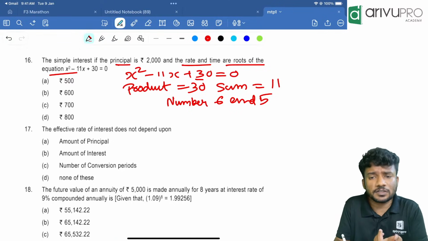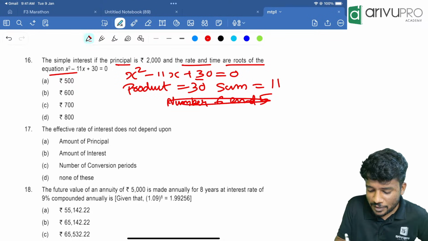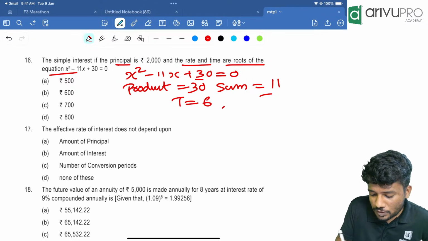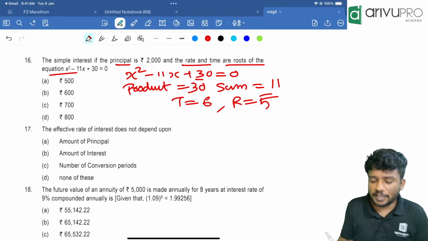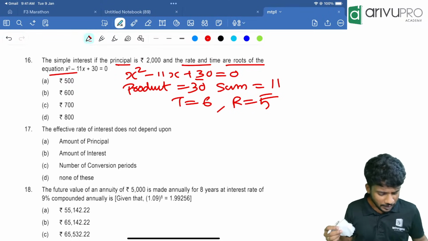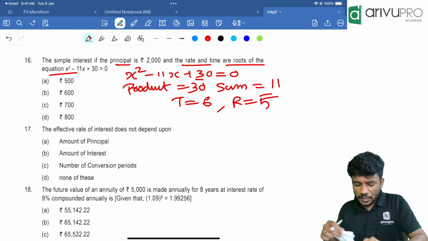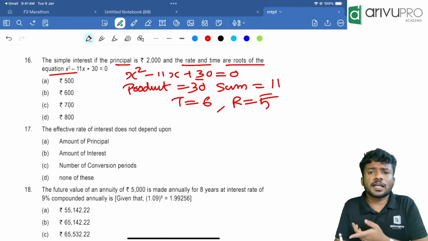6 into 5 is how much? 30. 6 plus 5 is how much? 11. So I am taking time is equal to 6 and R is equal to 5. Very easy to get. Now you tell me the next one. Yes, time is equal to 6 and R is equal to 5.